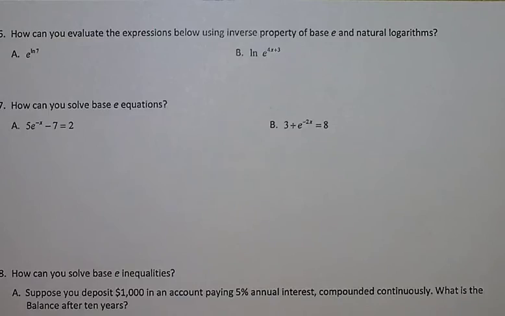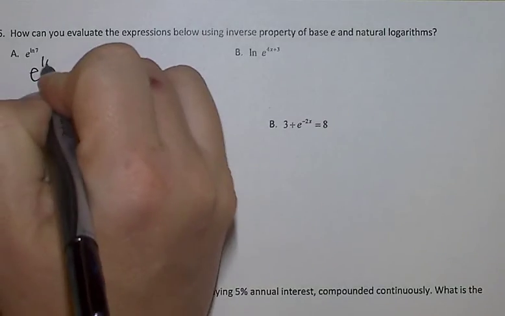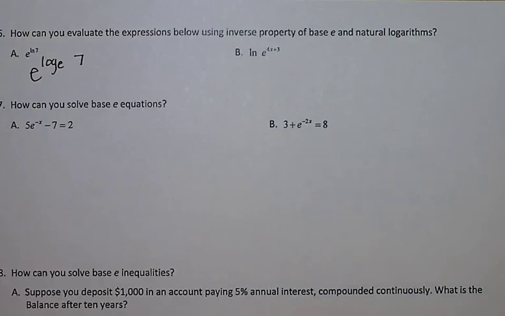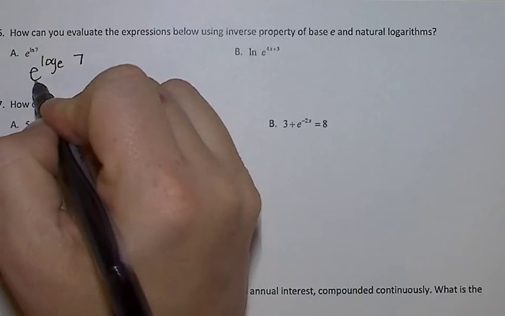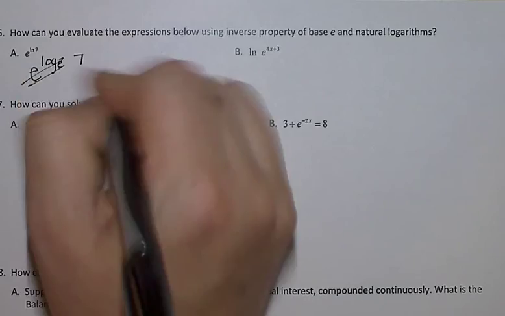In this problem, you are asked to evaluate the expressions using the inverse properties of base e and logarithms. And really what we're doing is we're going back to what you already know. Let's rewrite this. Instead of saying ln, you should know that ln is the same as log base e. Previously in this unit, we learned that when the base is the same as the base of the log in the exponent position, this cancels out, and this answer is 7.